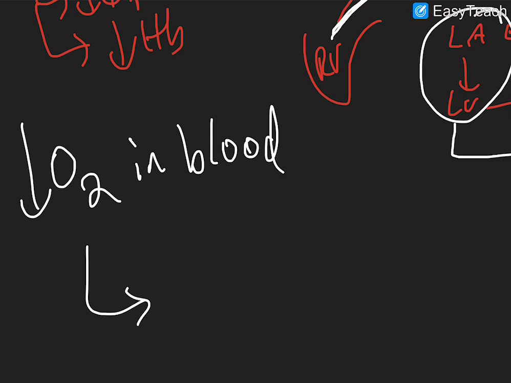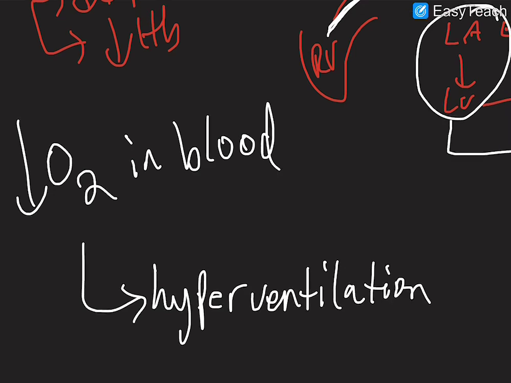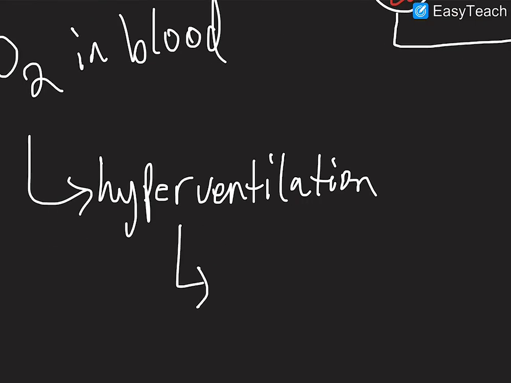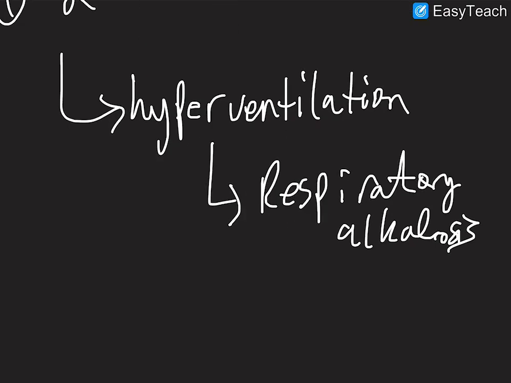So if you're breathing a lot or you're hyperventilating, low oxygen can trigger hyperventilation, right? If you're breathing out like that, this can lead to respiratory alkalosis, okay? Respiratory alkalosis because of hyperventilation. You're trying to take in more oxygen, but remember, you're also breathing out a lot of CO2 if you're hyperventilating.